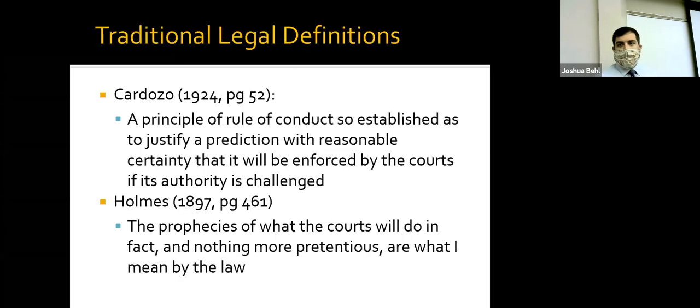That's probably an exaggeration. So there are some traditional definitions of law, and let's pick apart some of these, because these are not necessarily the best definitions of law, right? Cardozo, the Supreme Court Justice, suggests that law is a principle of rule of conduct so established as to justify a prediction with reasonable certainty that it will be enforced by the courts if its authority is challenged. What don't we like about this definition?